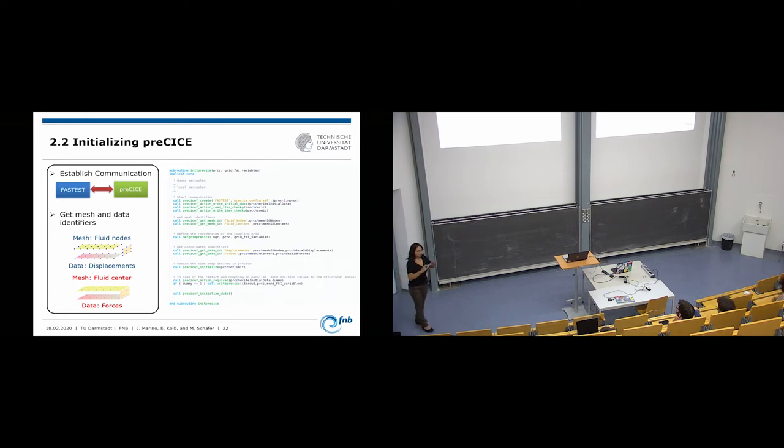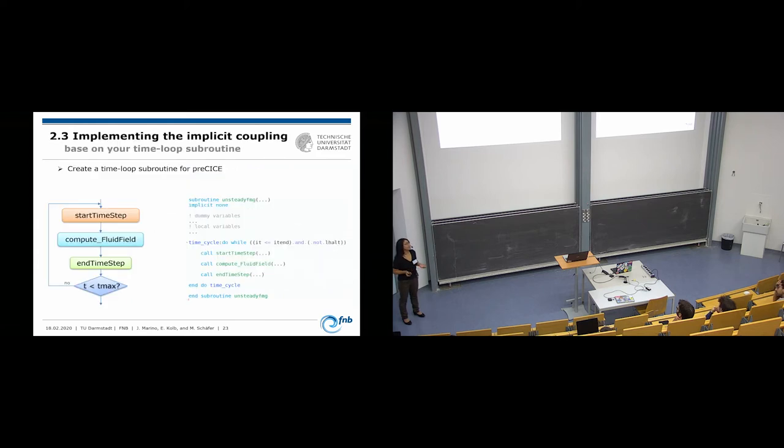When you have this idea clear, you have the communication, you have the information about your grids, the next step is to build the coupling. There are two options. The first is explicit and the second implicit, but for us, we think it's more useful to implement the implicit for our test cases.